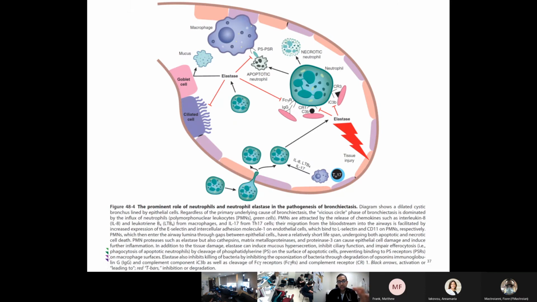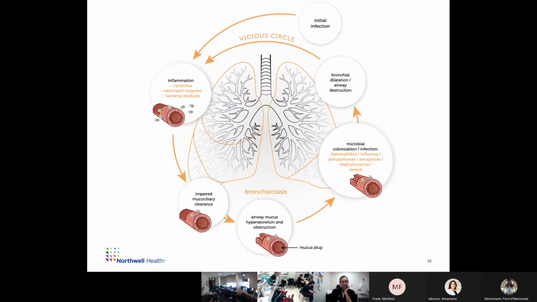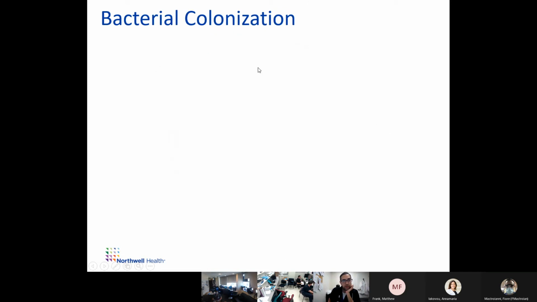I'm going to skip this slide because I'm not going to pretend to understand this little cartoon of neutrophil elastase leading to the airway damage. But I like this. This is from the Australian bronchiectasis website. And you see the initial infection causing inflammation, neutrophil enzymes, impaired mucociliary clearance. This leads to the airway mucus hypersecretion and obstruction, leading to recurrent bacterial colonization infection, and then bronchial dilation, airway destruction. And this is the classic vicious circle of bronchiectasis.